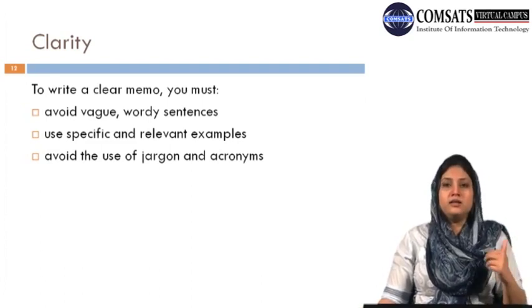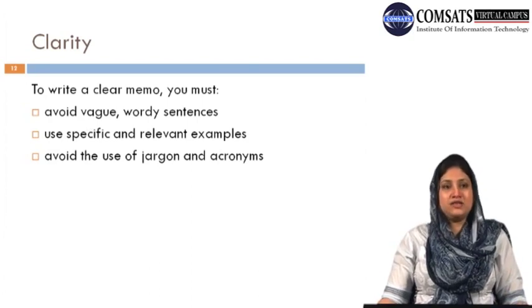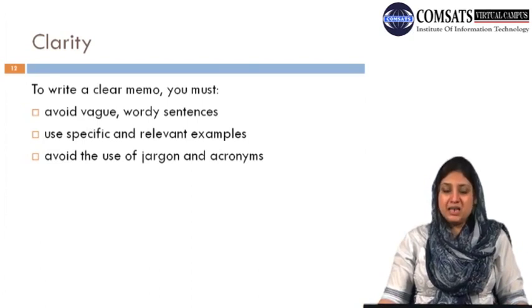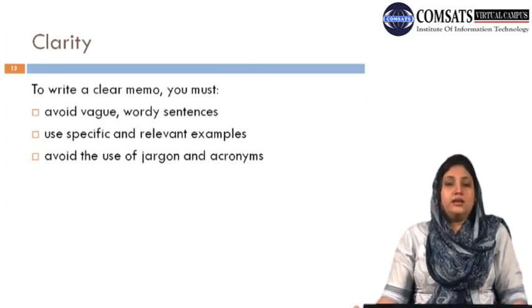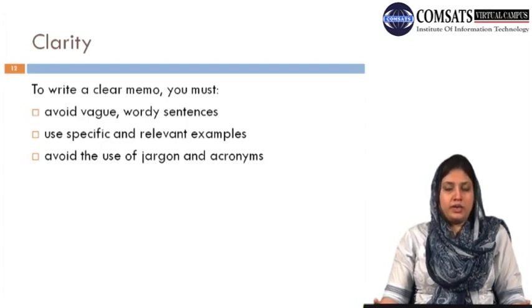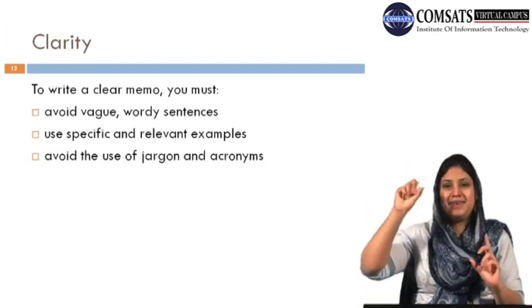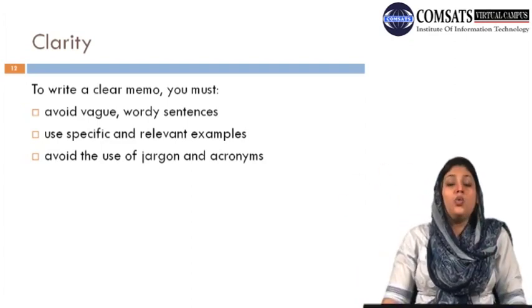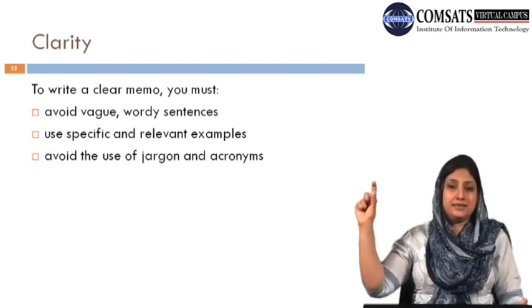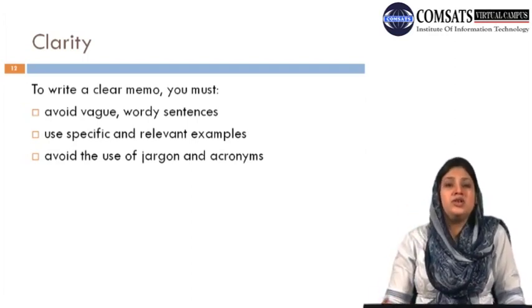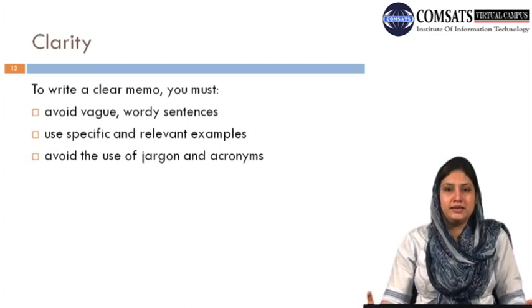So the bottom line is clarity has to be sought. To write a clear memo, you must avoid vague, wordy sentences. Vague, I've already given you one example. What do I mean by vague? Where information is not complete, incomplete information. You see, completeness, one C of the seven C's. And then wordy sentences, conciseness. You have to be to the point. You have to be concise. You have to be pithy. If you are not, you are getting into verbosity, into wordiness. And wordiness kills clarity.